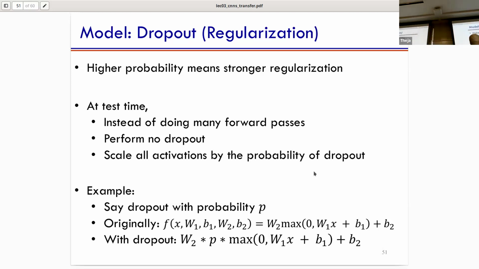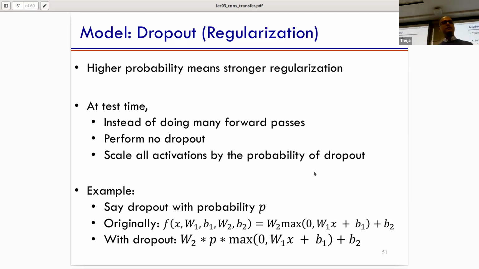So you could do many passes, or you could do some sort of correction to the magnitude of the numbers that you're getting. Which means that you could do no dropout, and then scale the activations by the probability of the dropout. What do I mean by that? So that network that we saw with W1, B1, W2, B2. Let's say we did the dropout with probability p while training. Then this is the original network, right? W2 times max of 0, W1 x plus B1, plus B2.